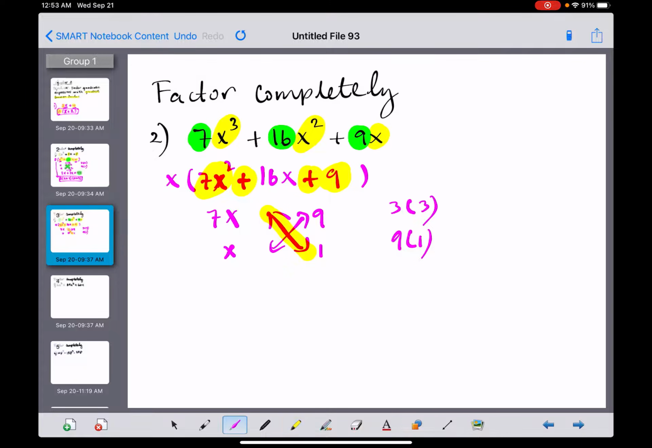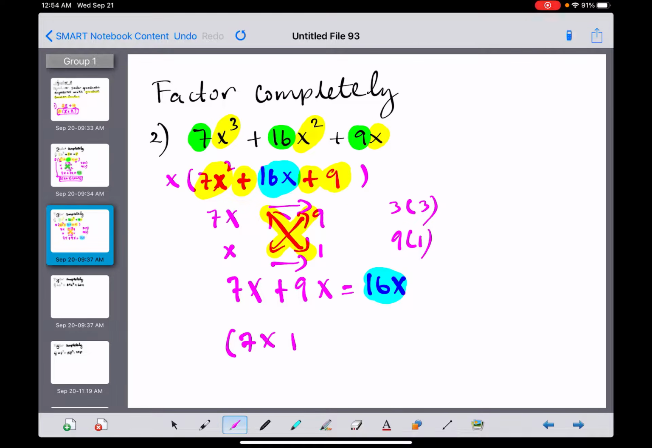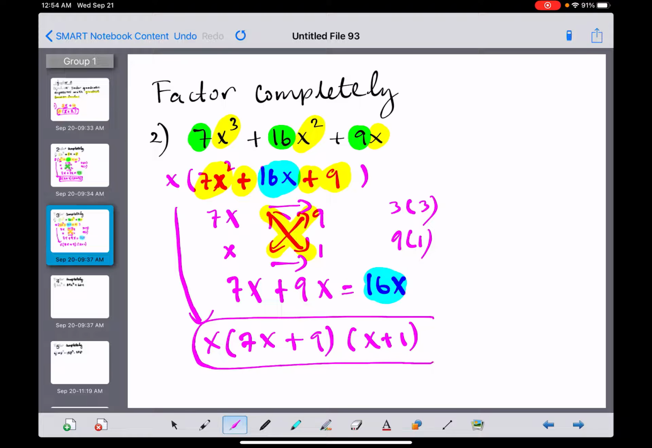7x times 1 is 7x. X times 9 is 9x. So that's 16x. You see this right here matched with this. So we know we're on the right track. So look straight across to write down your answer, which is 7x plus 9 times x plus 1. And again, don't forget your greatest common factor. Okay, let's move on to number 3.